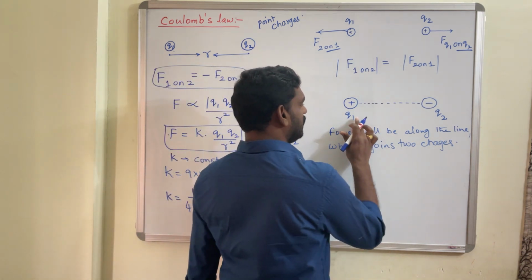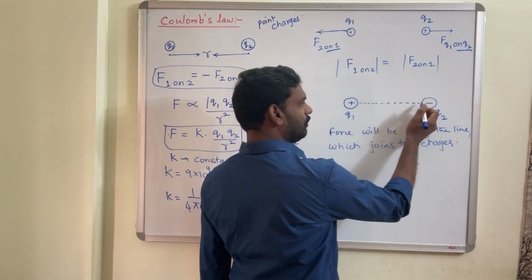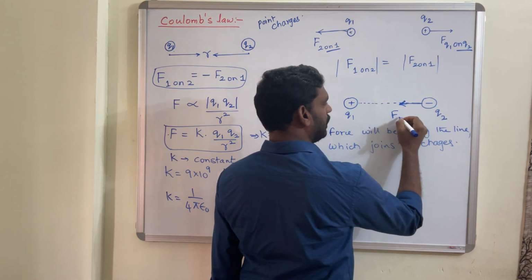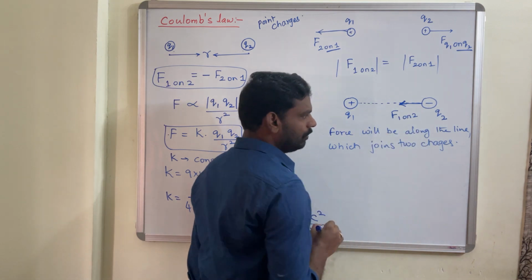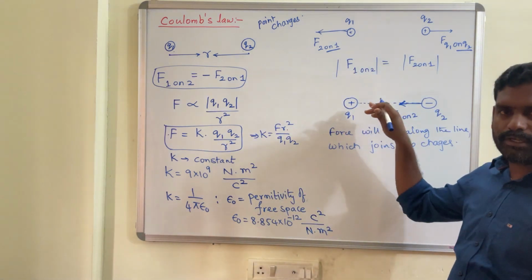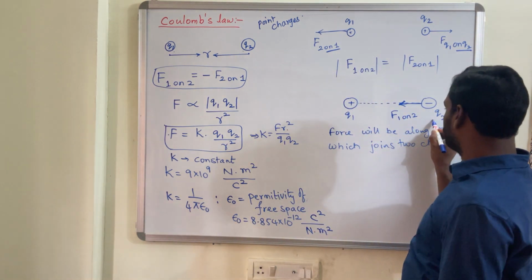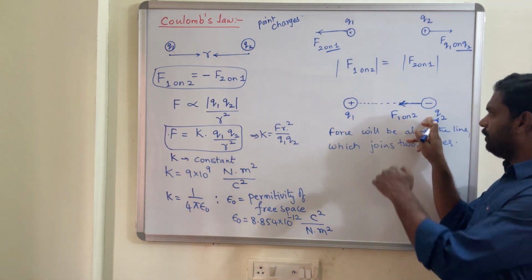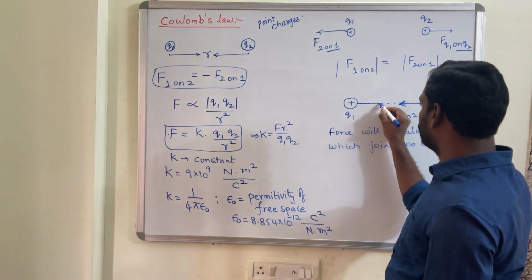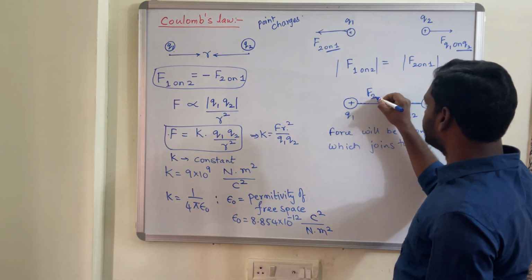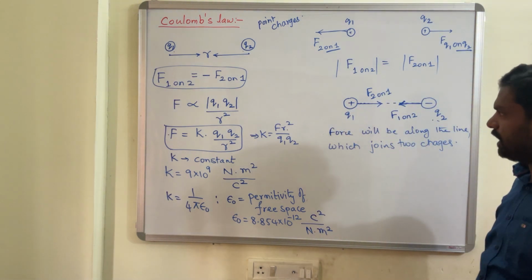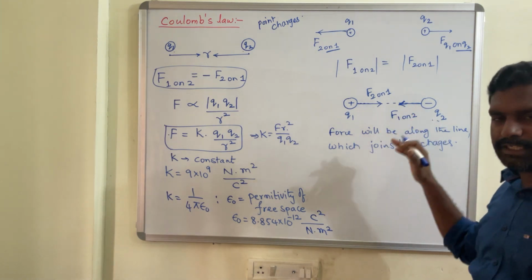Right, so the force exerted by q1 on q2 is an attractive force, along the line towards q1. This is nothing but the force exerted by 1 on 2. And q2 also exerts an equal and opposite force on q1. So, the force exerted by q2 on q1: this is negative, this is positive, so again an attractive force. Force exerted by 2 on 1 will be like this. Is this clear? This is the direction of force.